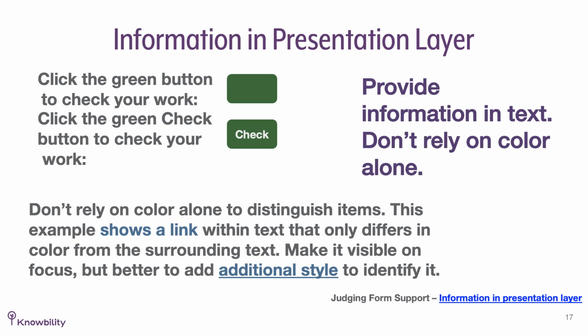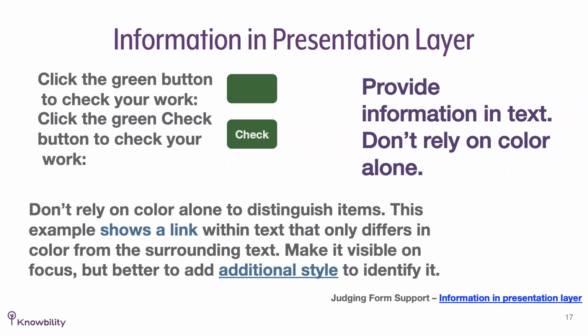So you need to make sure that you provide the information in text, so don't rely on color alone. I've updated that example to say, click the green check button to check your work. And another thing is this text down at the bottom where it says, don't rely on color alone to distinguish items. We have a link here that is in blue and the rest of the text is gray, and it's only color that differentiates it.